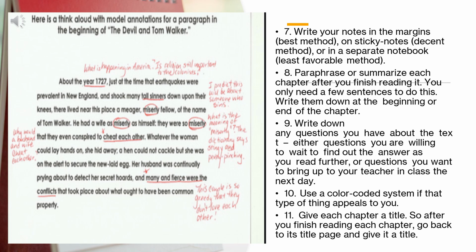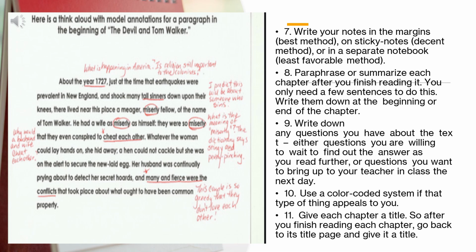Number 8, paraphrase or summarize each chapter after you finish reading it. You only need a few sentences to do this. Write them down at the beginning or end of the chapter. Number 9, write down any questions you have about the text, either questions you are willing to wait to find out the answers to as you read further, or questions you want to bring up to your teacher in class the next day. Number 10, use a color-coded system if that type of thing appeals to you. And 11, give each chapter a title. So after you finish reading each chapter, go back to its title page and give it a title.